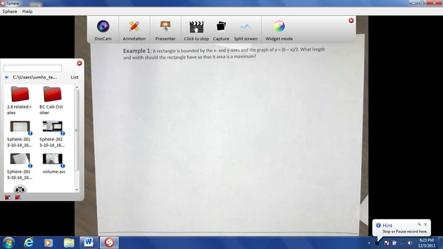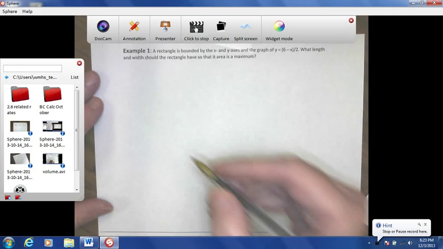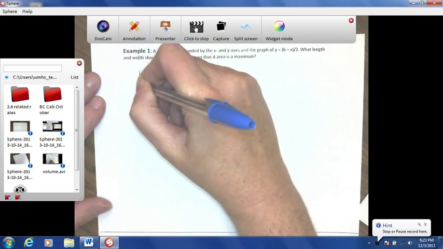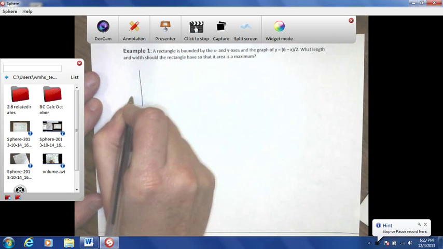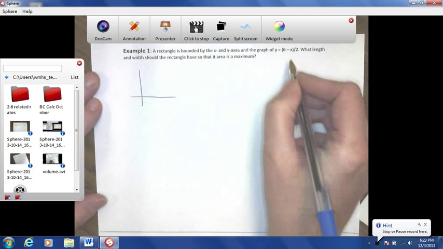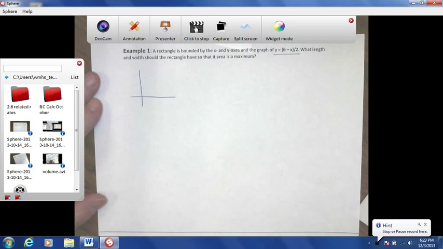In order for us to figure this out, I would graph this so that we can get a visual picture of what's going on. So I'm going to draw a graph. Here's my x and y axis. Now, the equation y equals the quantity of 6 minus x over 2 is actually a line.